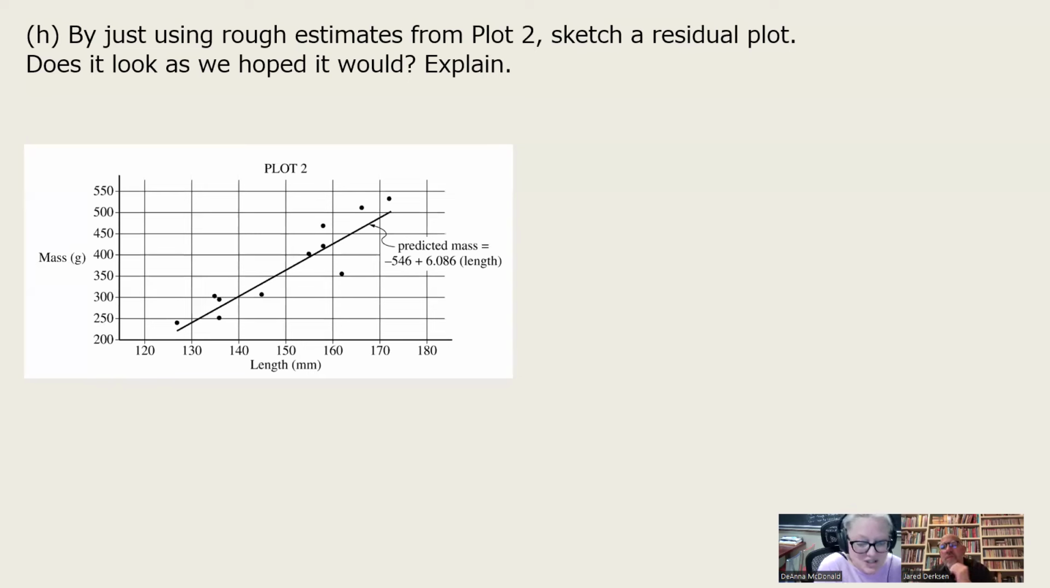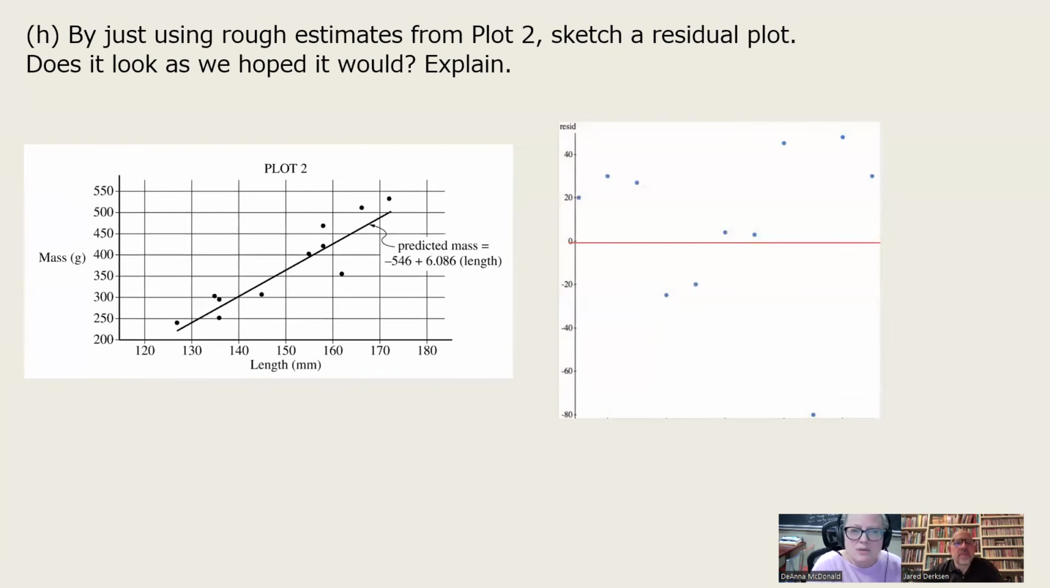Now, this is a Jared question. I don't think anybody will ask you to do this on the AP exam. He's asking you to sketch a residual plot based solely on this picture. And then answer, does it look as we hoped it would? So here's what you would sketch out. And if this were an AP exam and a couple of your dots were a little bit off, it'd be okay, as long as they are somewhat proportional to each other. And so this is the residual plot with the line y equals zero, which means that if I had a residual of zero, I'd be exactly on the line. And here's what we would say. This graph looks random with no leftover pattern, as we hoped. If this were indeed a linear relationship, then what I would expect to see in my residual plot is no leftover pattern and a random scatter of dots.